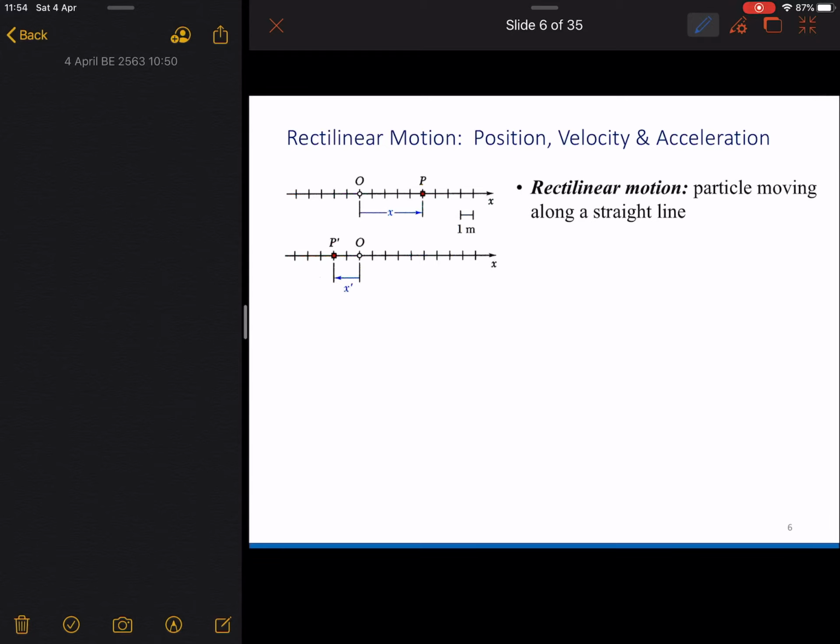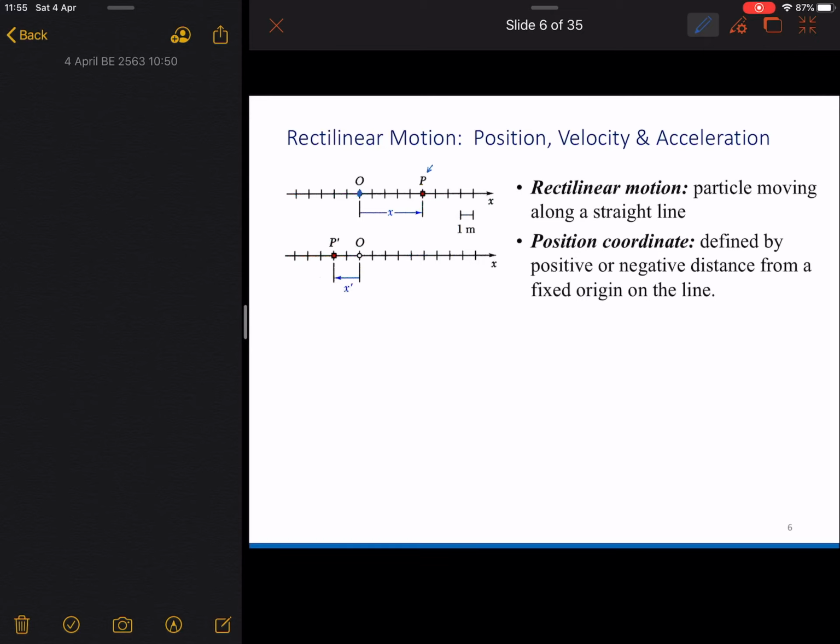So next, we are focusing on only the rectilinear motions. So the particle is moving along a straight line. For example, here is our original point, and here we move to the next point. This is the next point, we call it P, and we say each scaling box is 1 meter, meaning we move from the original to P by 5 meters.